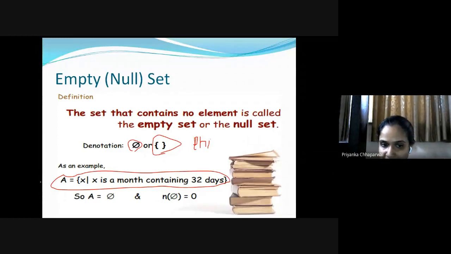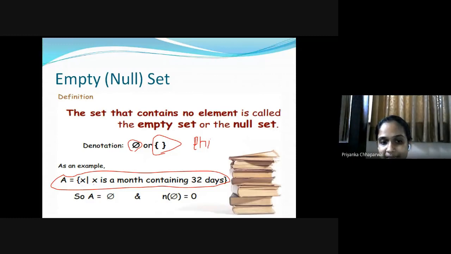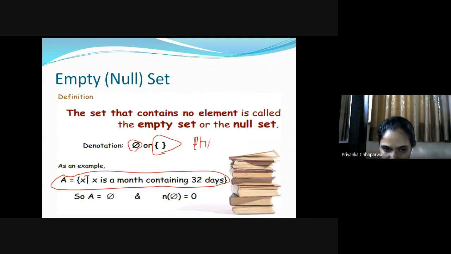So our set is X. What is X? X is the month containing 32 days. So we know that in any month there are not 32 days. So the set is phi, and the set being phi means we don't have any element in this set. As given, X is a month containing 32 days, and we know that no month has 32 days.